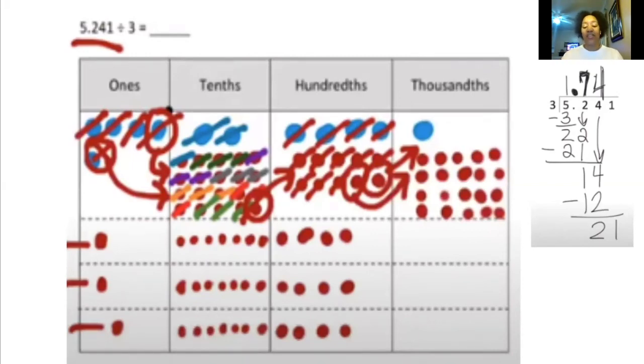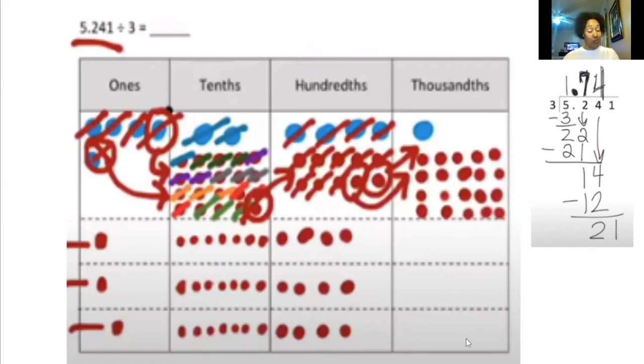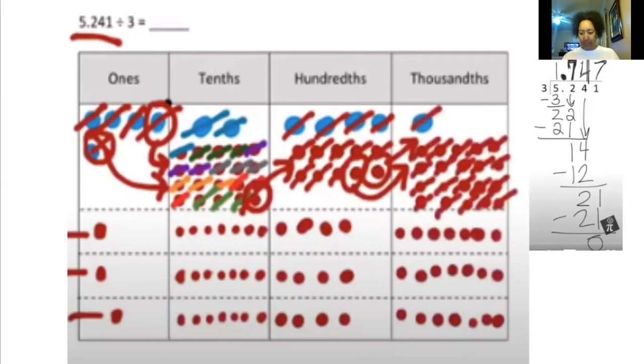So 7 will be in each group or on each row. And that would have been 21. 21 take away 21 should leave us with 0. Here's the representation. We were able to use 7 in 3 rows. And that is correct. That's 21 total. There is 0 left. So if we look at our quotient, it is 1 and 747 thousandths.